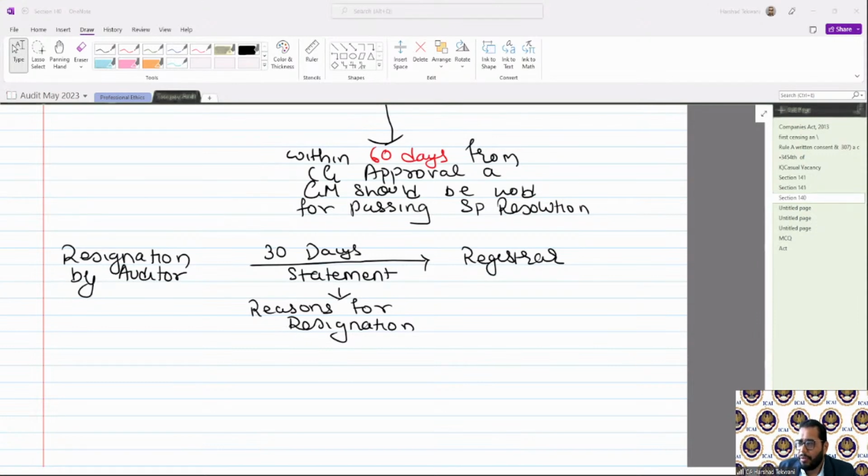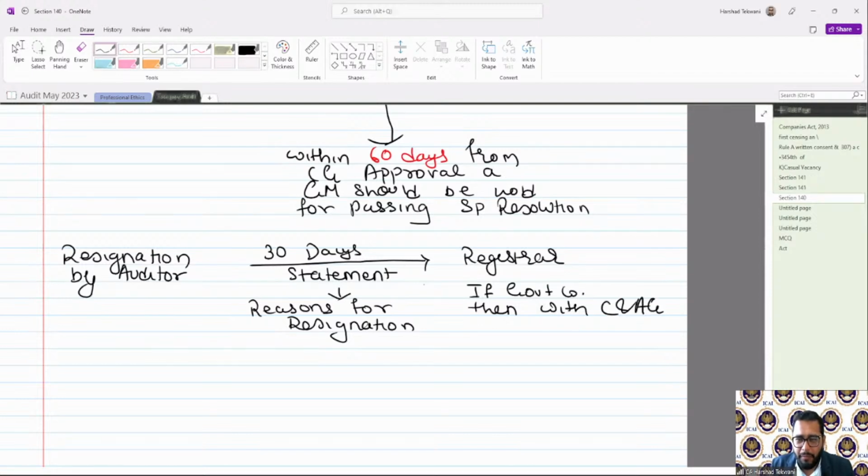And in case of a government company, such a statement is required to be filed with CAG indicating the reasons. So, if it is a government company, then with CAG, why the auditor is resigning, the reasons for resigning.